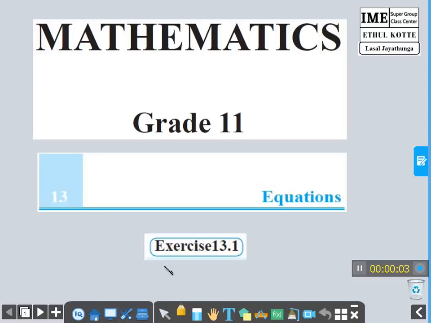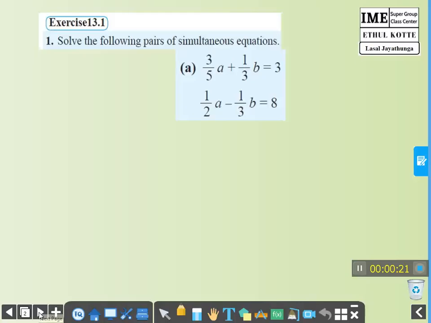Grade 11 equation lesson. Today we are going to study the sums in exercise 13.1. In exercise 13.1 there are simultaneous equations given. Especially in these simultaneous equations, in algebraic letters their coefficients are fractions. So that's a specialty in here. Most of the coefficients are given in fraction form. Now we'll study how to simplify them, especially the same method.